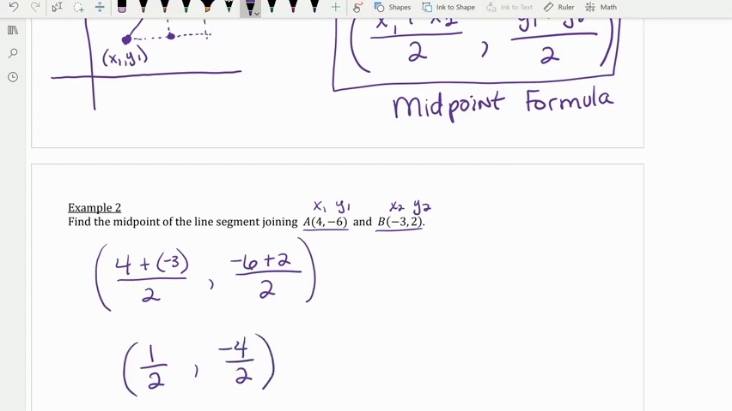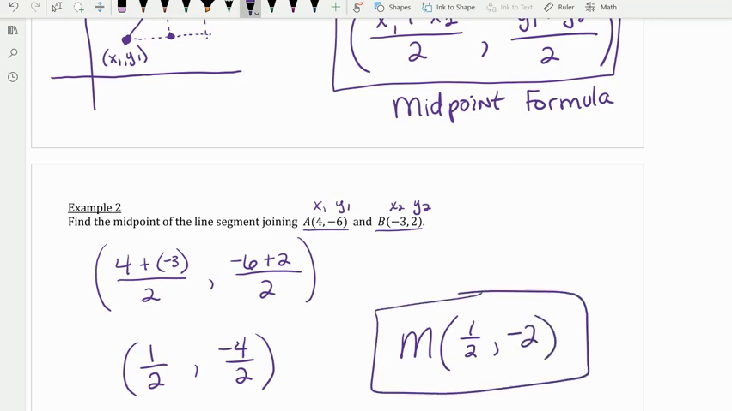I'm going to simplify any fractions that I can. For the midpoint, you can just put an M next to the point to stand for midpoint, and then in parentheses, my x value is 1/2. My simplified y value, -4/2, is just -2. So there's our midpoint that is between those 2 points we started with. Okay, that's how we use our midpoint formula.